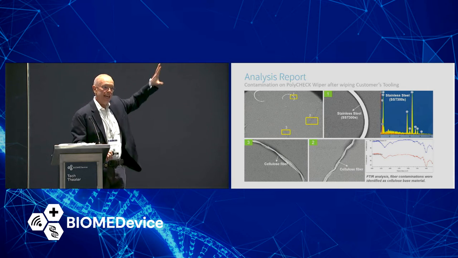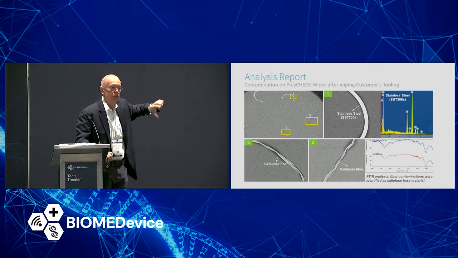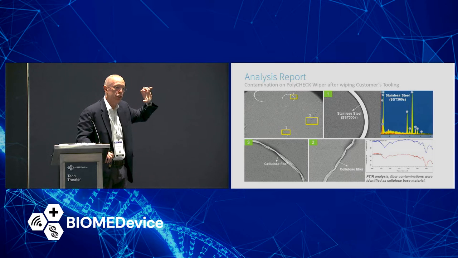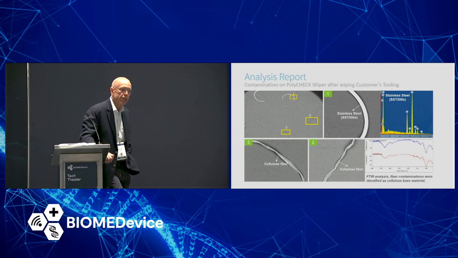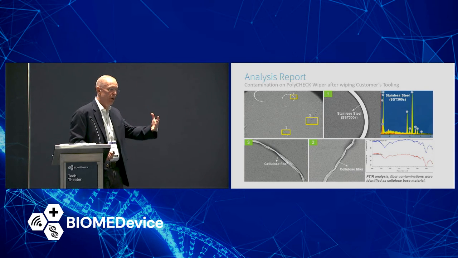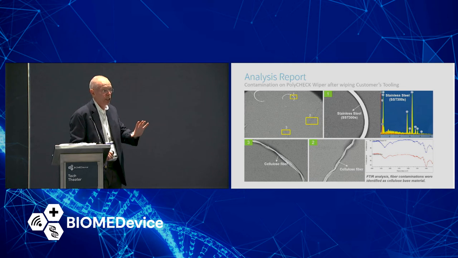We found out that in their maintenance area, outside the clean room, they were still using the cellulose paper-based wiper on their injection molding tooling. And that was cross-contaminating their whole process. So what we found here is that, depending on the device you're making, especially if it's silicone, if you're using fabric-based wiping materials anywhere, you're going to have contamination everywhere.